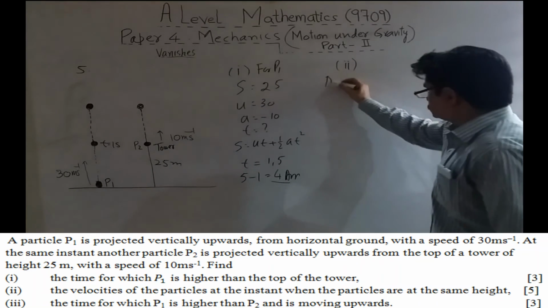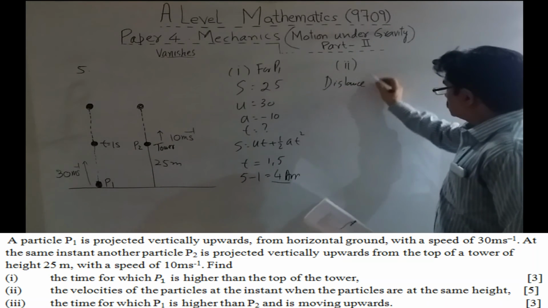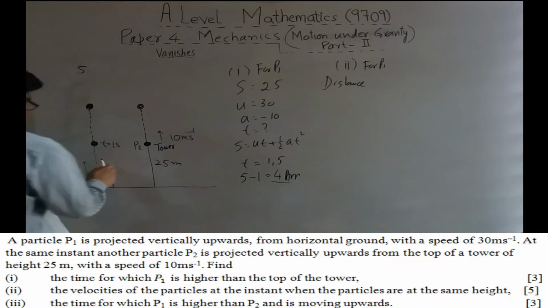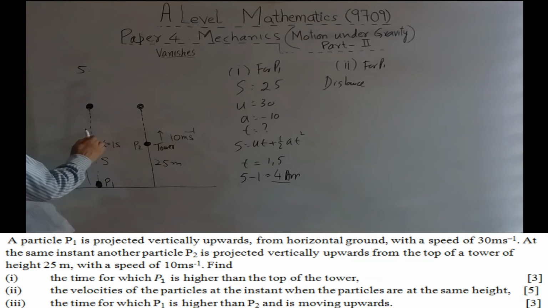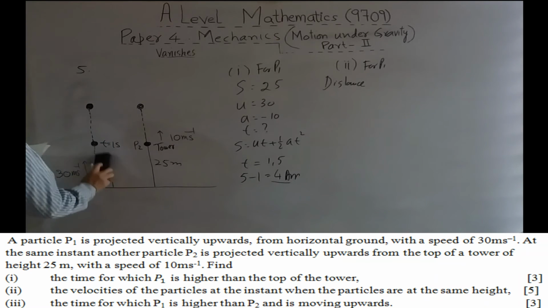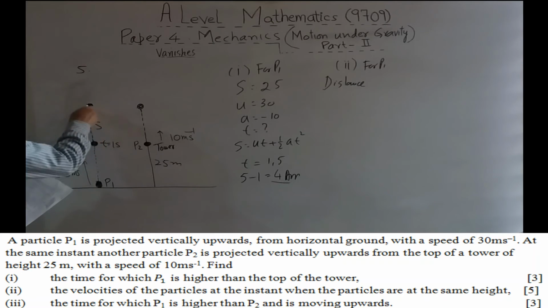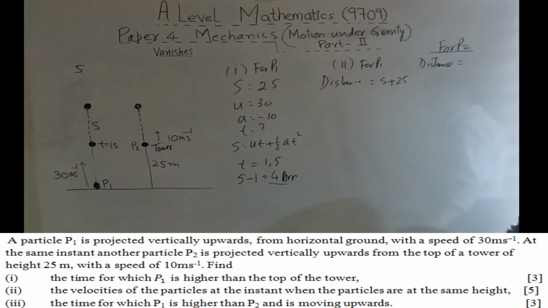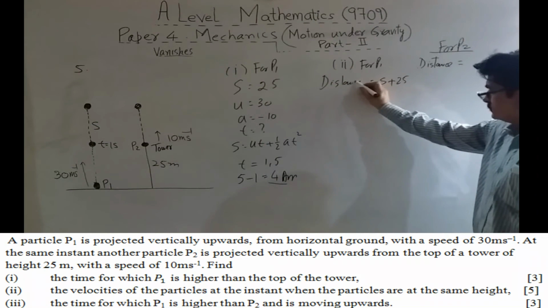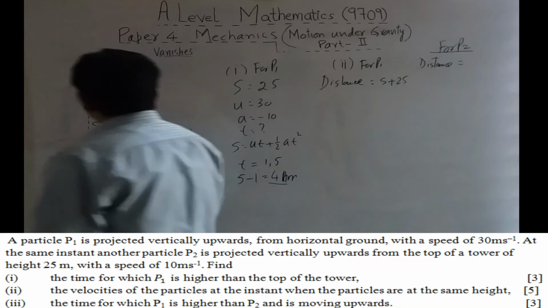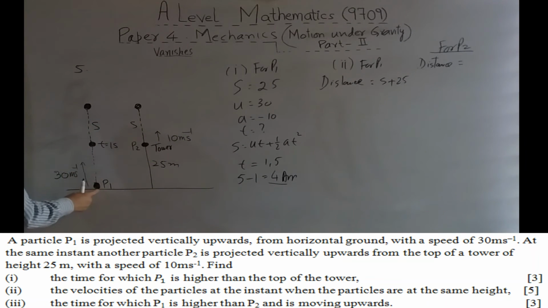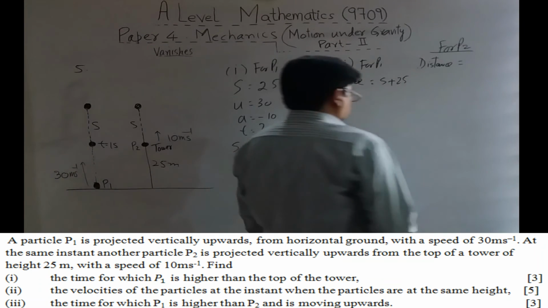So distance, now this is for P1. Suppose this distance is S. For P1, second part, distance is equal to, now P1 covers the distance, if suppose this distance S is covered by P2, but P1 starts from the ground, and so it will cover the distance S plus 25.